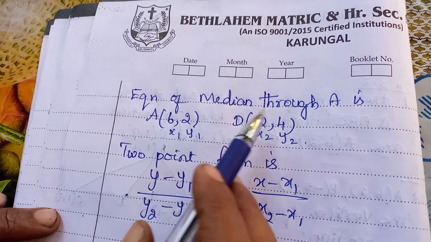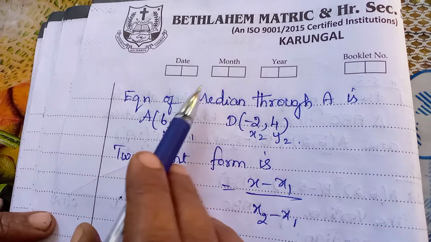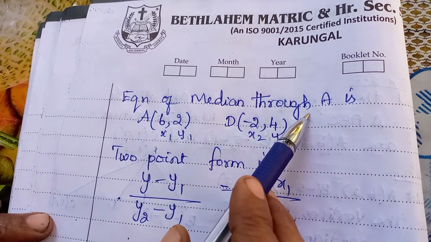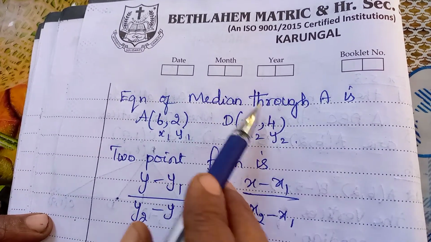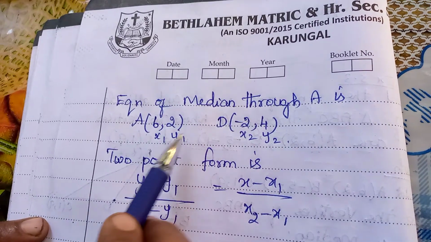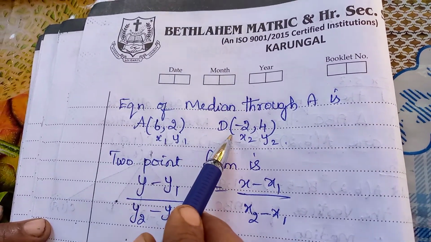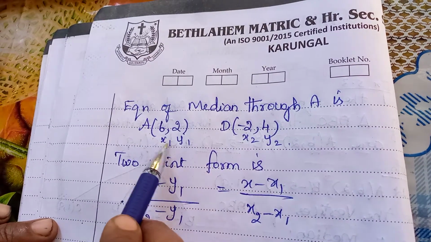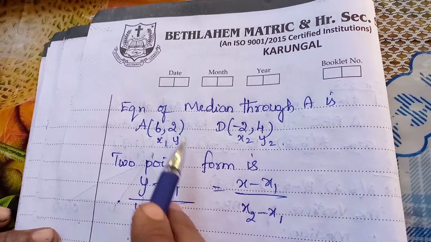Now we have the midpoint, so we can find the equation of the median through A. The median is AD, so we have to use the points A and D. A is 6 comma 2, D is minus 2 comma 4. Okay, x1 y1, x2 y2. So two points are there.